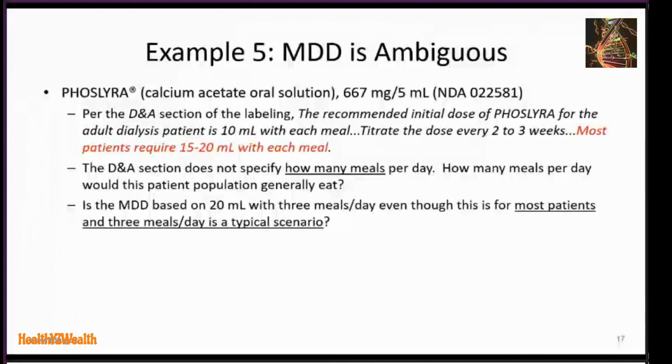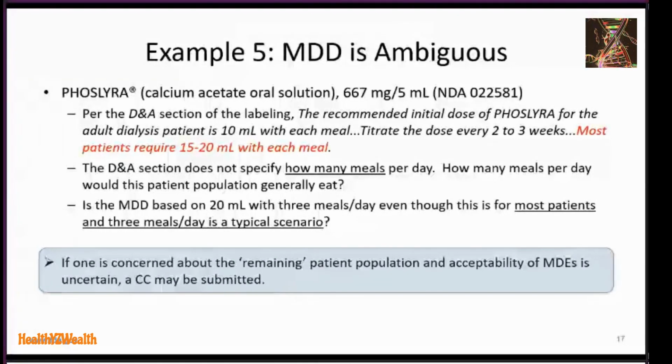The dosage and administration section is silent with regard to the number of meals per day. Is the maximum daily dose based on 20 milliliters with 3 meals per day, even though this is for most patients, and 3 meals is a typical scenario? If one is concerned about the remaining patient population and acceptability of maximum daily exposures is uncertain, a controlled correspondence may be submitted.